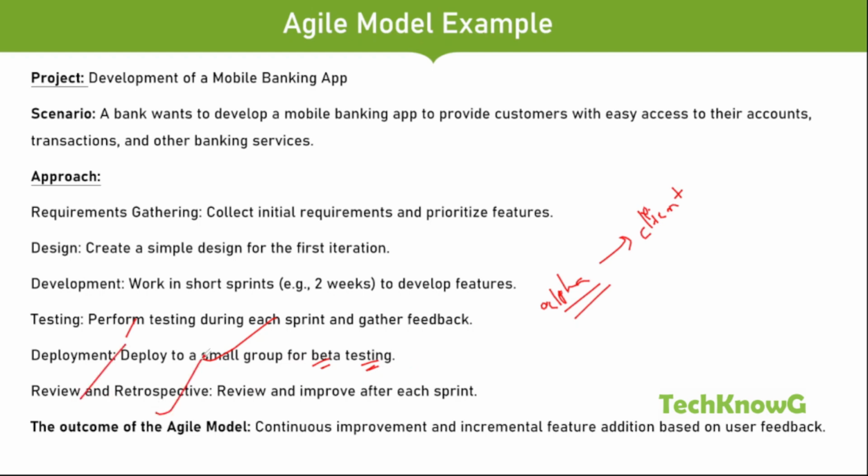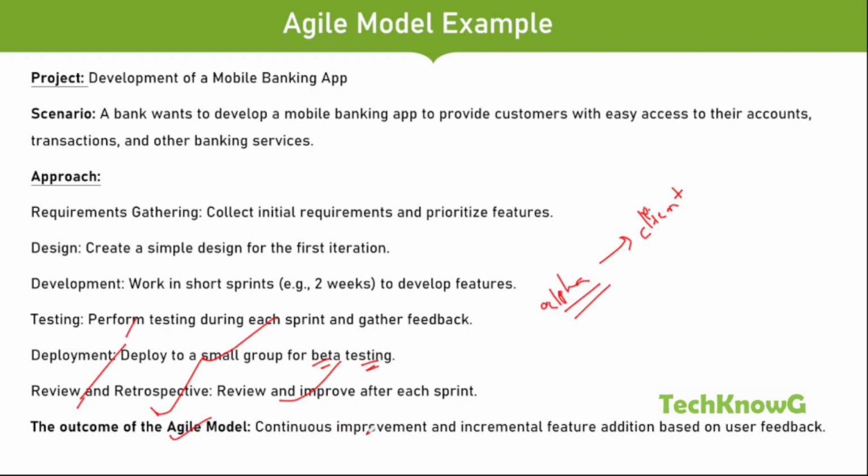Then review and retrospective: review and improve after each sprint. A retrospective is nothing but a call where they collect each and every detail and every update of the project. If there is any kind of issue, that should be notified to the scrum master.